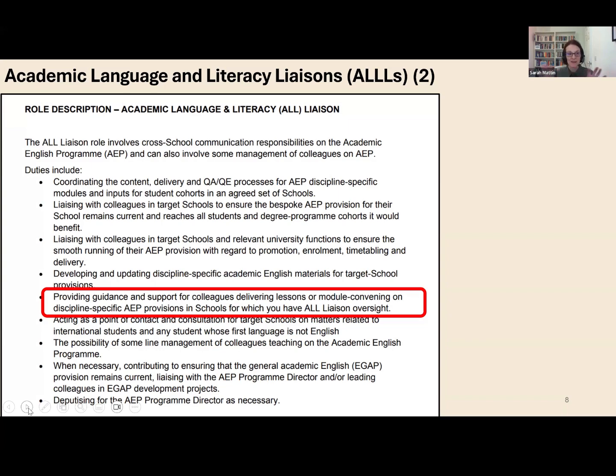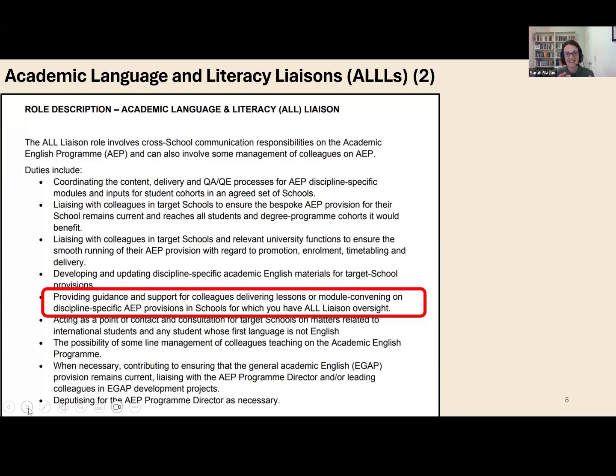Sometimes it lines up quite nicely. For example, the Department of Applied Linguistics, I'm the liaison for them. I'm the module convener for the embedded module. I teach the module. And there are lots of other instances where it lines up neatly like that. Sometimes it doesn't. Sometimes the liaison is one person, but because they have many modules within their schools, somebody else is the module convener. And then you can even have a scenario where other people again are doing the teaching.